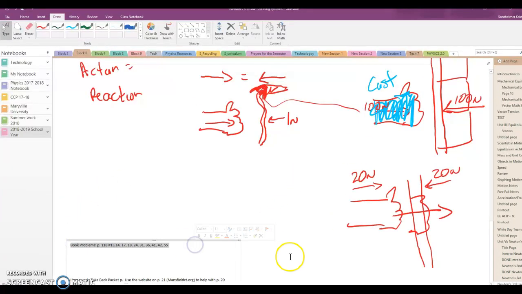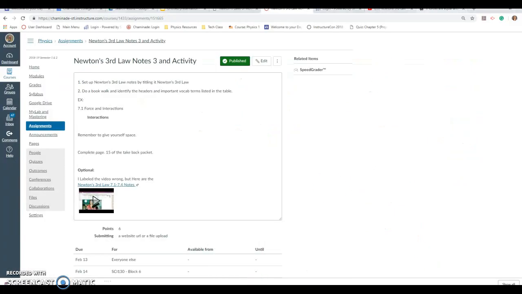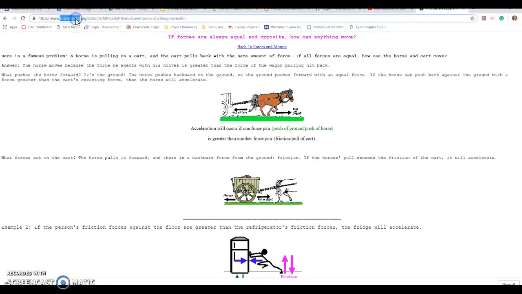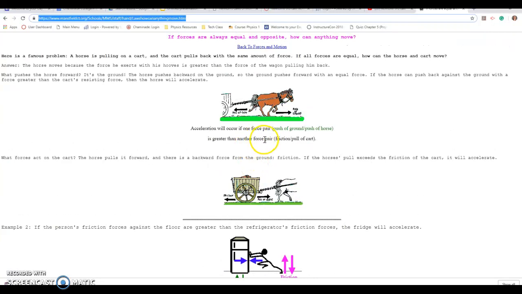So before you work on your Take Back Packet, please do these book problems listed here. Attempt them, and then the only homework is actually page 20, the old horse problem. And a really helpful website to explain this again is this. It's called Mansfield, Connecticut. You can either copy this link or I'll have all the useful links posted for you to use, but this kind of explains what's going on and hopefully help support your understanding of the old horse problem. Right?